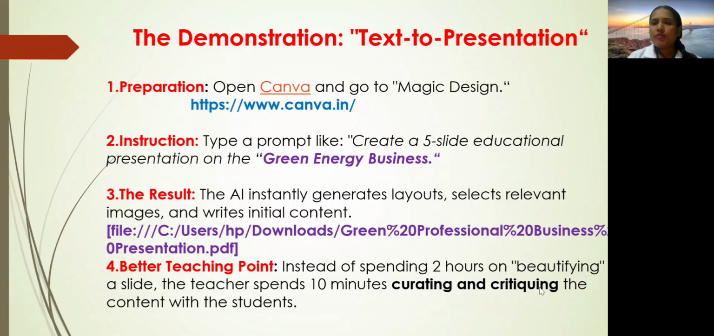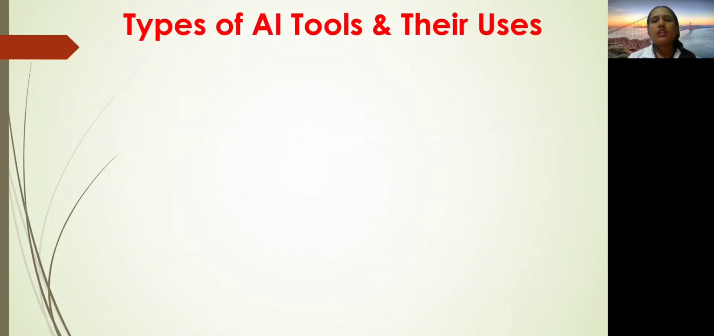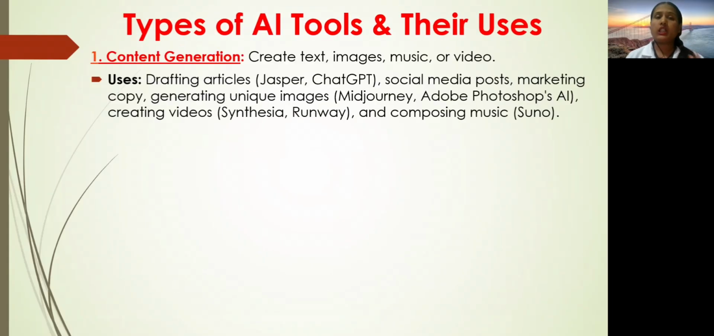So with the help of Canva, many kinds of templates and tools are available. With the help of them, in 5 to 10 minutes we can formulate better and good templates or something else. So, types of AI tools and their uses. Here I have just listed some kinds of AI tools and how we can use them.